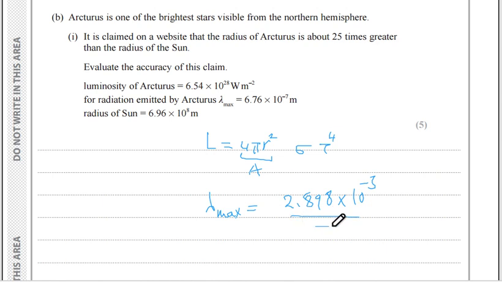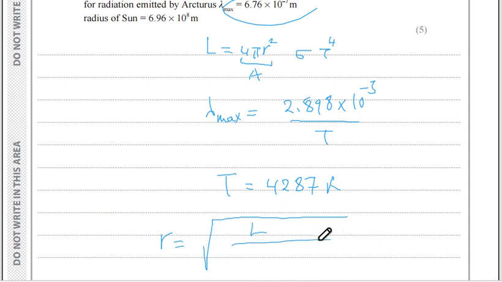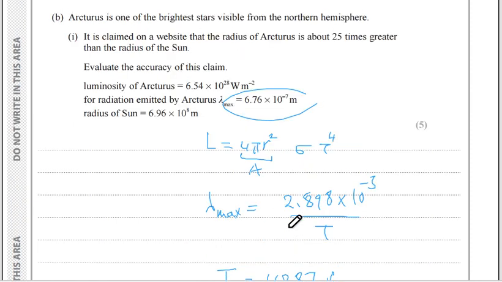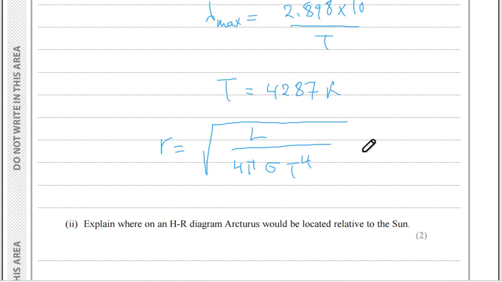Okay. Lambda max here is given as this value. We can substitute, and after the arrangement, find T equal to that number. Then you can go up, after the arrangement also, R should be L over 4 pi sigma T to power 4, all under square root. Substitute the values. These are given above here in the question, or for temperature, you just calculated. This gives you this value.